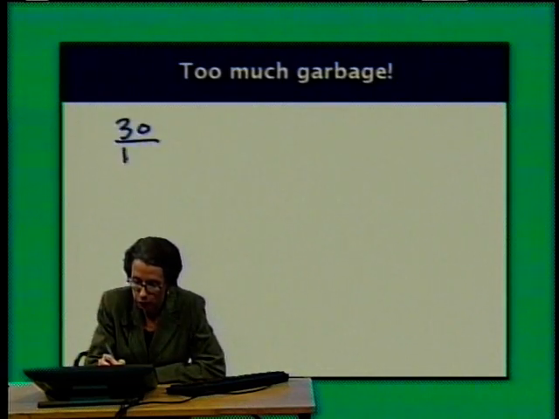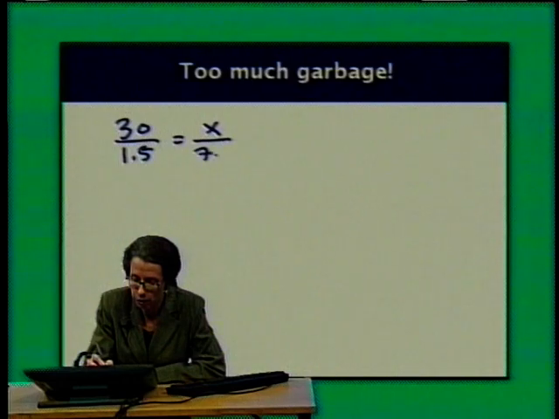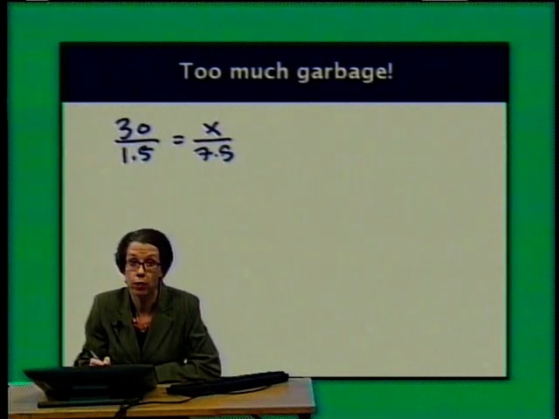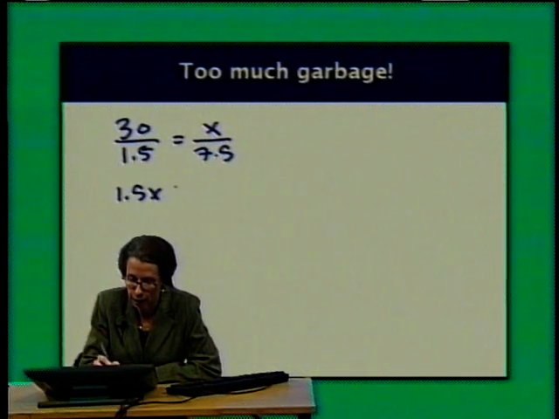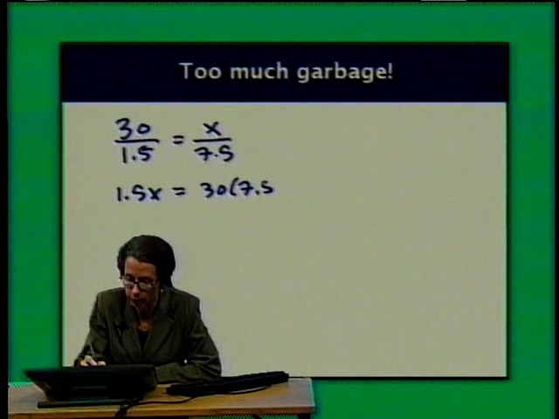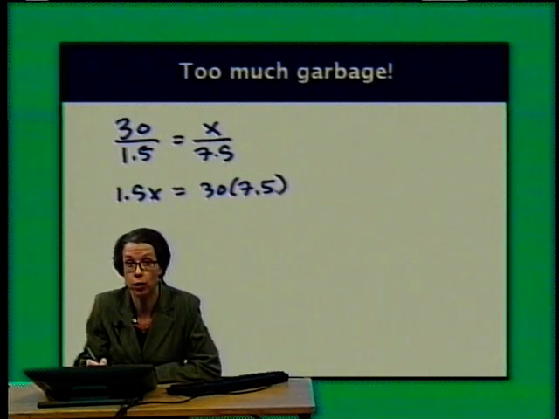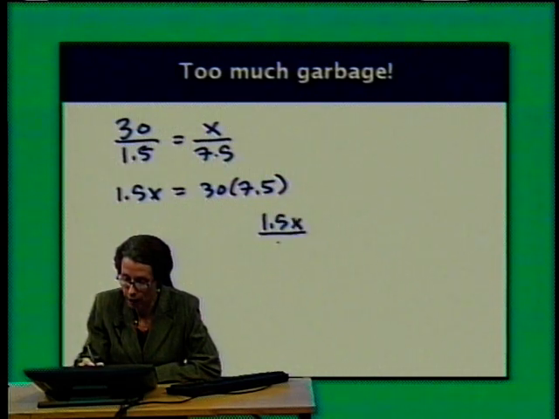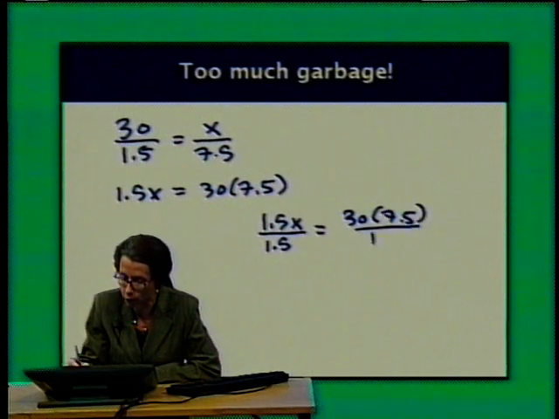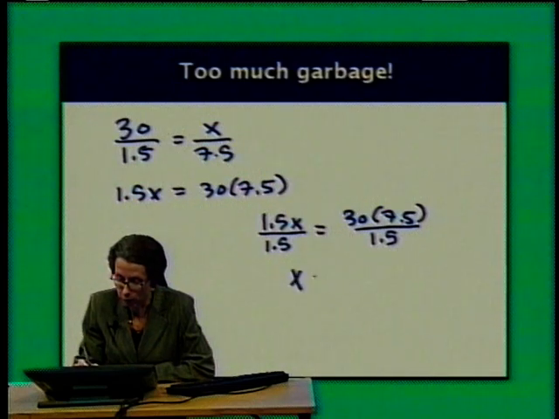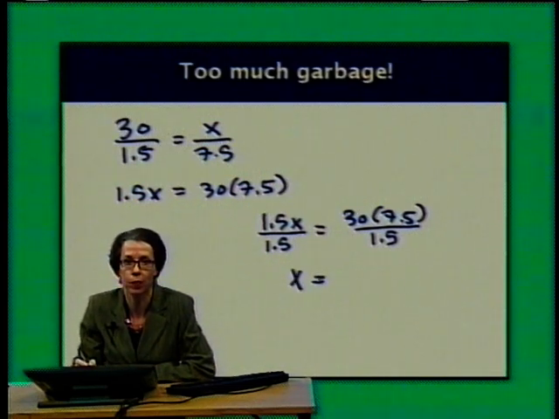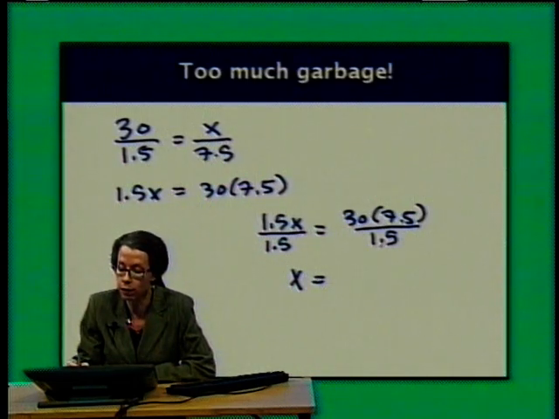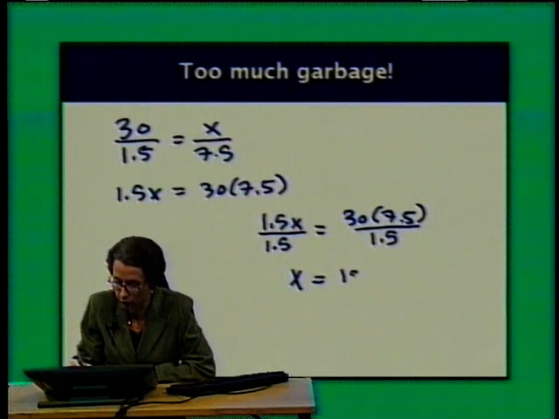So I had 30 is to 1.5 as X is to 7.5. Writing the equivalent equation, 1.5x equals 30 times 7.5. Dividing both sides of this equation by 1.5, 1.5x divided by 1.5 equals 30 times 7.5 over 1.5. And now I want to simplify and get x equals some number. Well, here I think I can do the arithmetic because I know 15 goes into 30 twice, so 1.5 goes into 30 20 times. And 20 times 7.5 is 150.